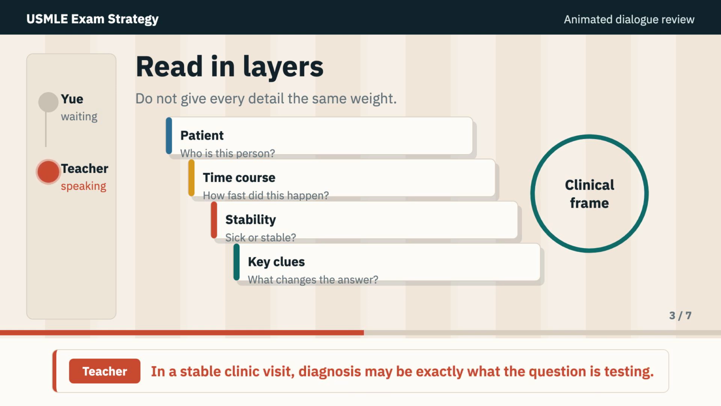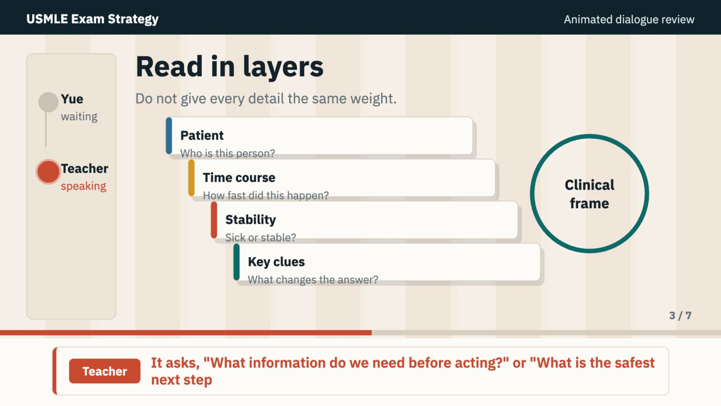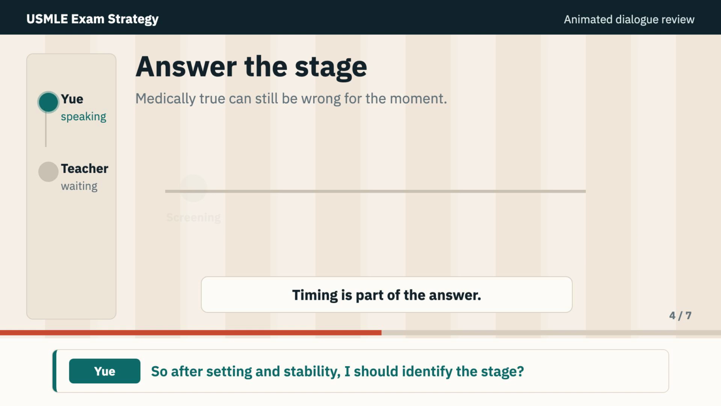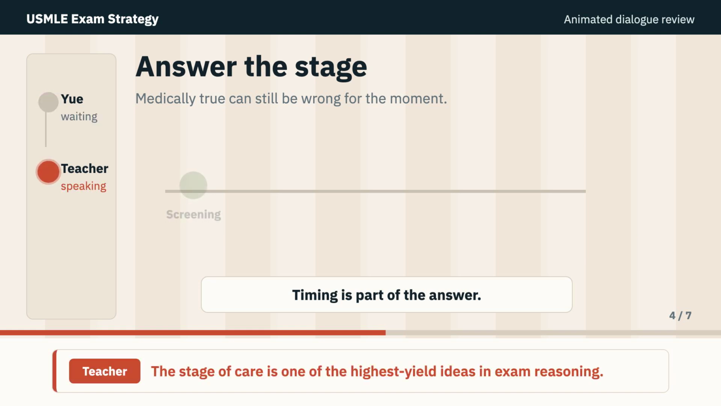In a stable clinic visit, diagnosis may be exactly what the question is testing. A stable frame often rewards precision. It asks, what information do we need before acting? Or, what is the safest next step in a patient who is not crashing? So after setting and stability, I should identify the stage. Yes. The stage of care is one of the highest yield ideas in exam reasoning.